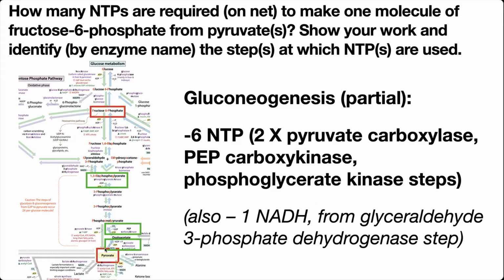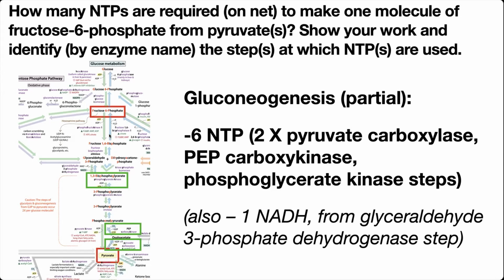So if we look at the context of gluconeogenesis, we're starting at pyruvate, 3 carbons, going to fructose 6-phosphate, 6 carbons. Along the way, we want to see where the reactions are where we're going to be using the ATPs or the GTPs or whatever. In this case, we're going to be using one at the pyruvate carboxylase step, another at the PEP carboxykinase step, another at the phosphoglycerate kinase step. So those would be 3, and then we're doing all this twice, so that would be 6.